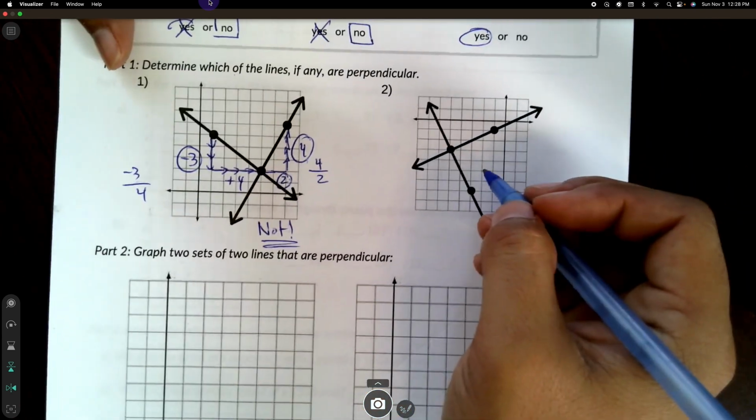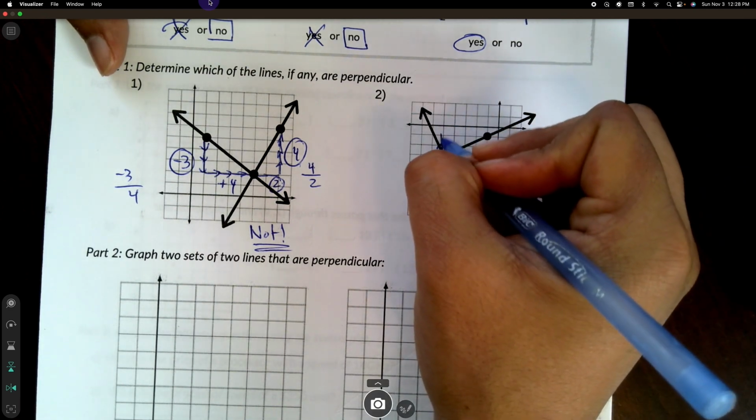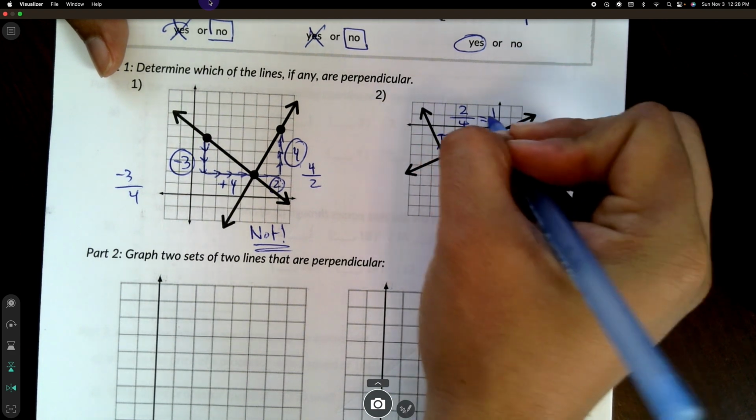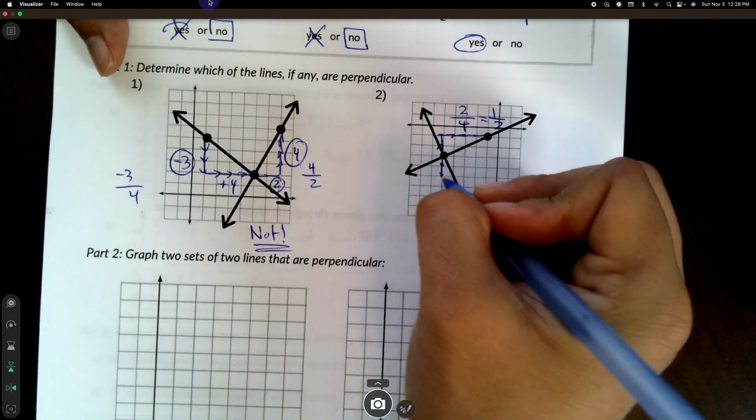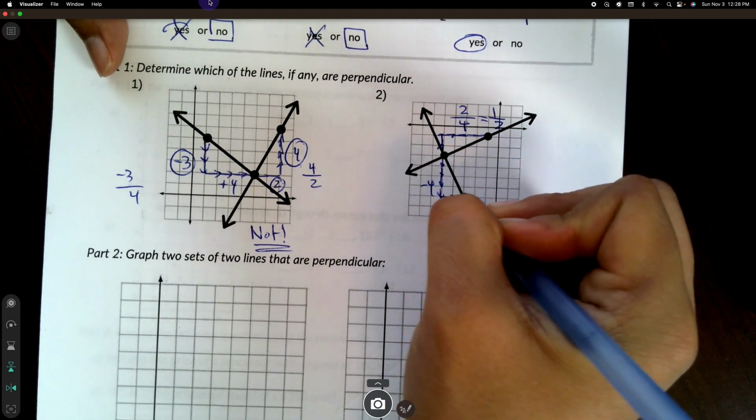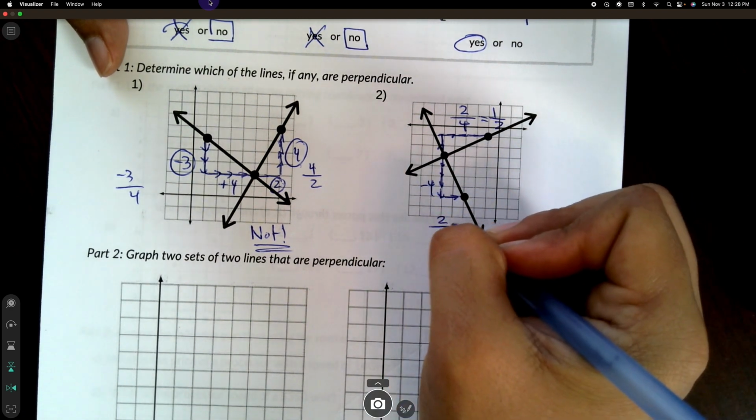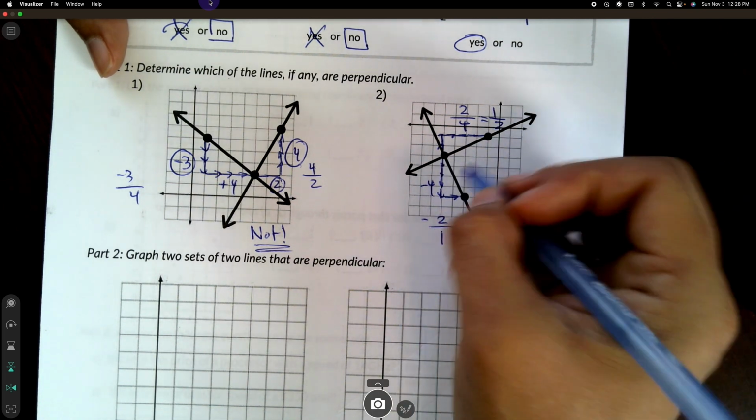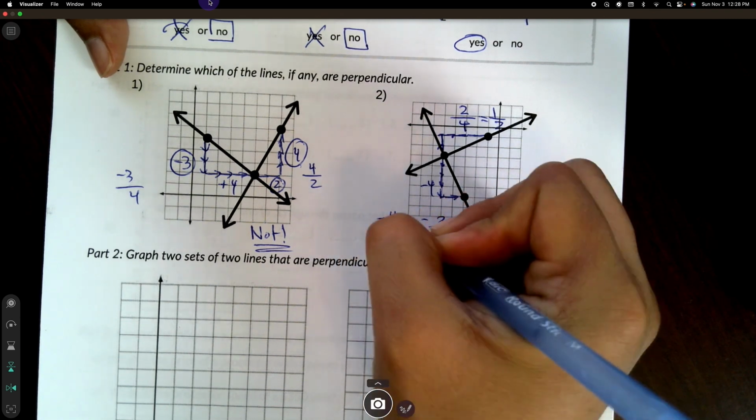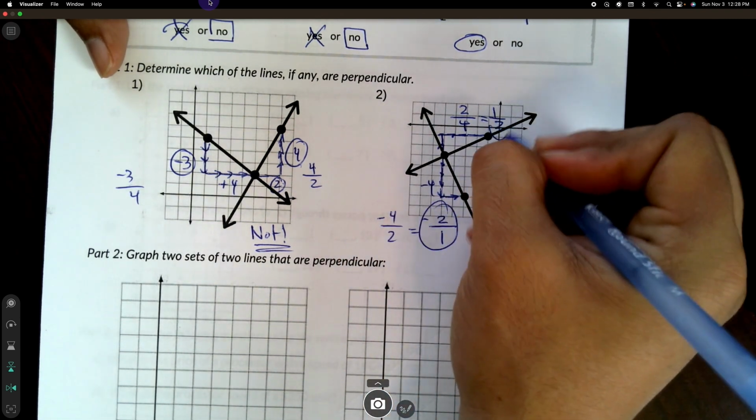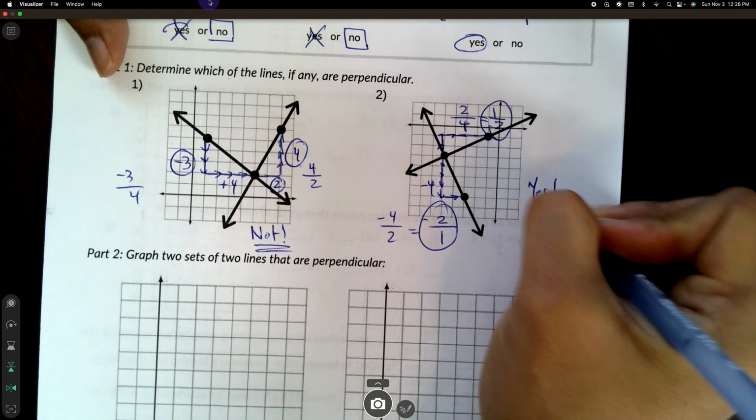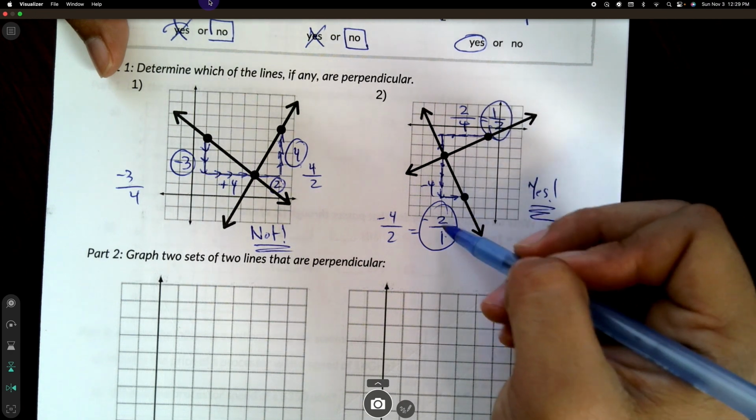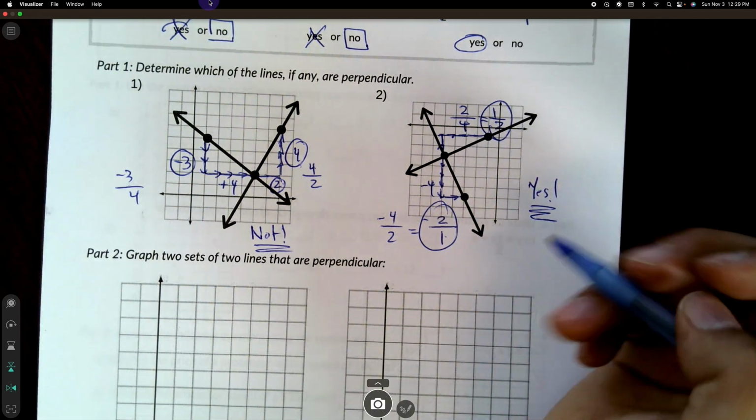So I'm assuming this one has to be perpendicular. So let's go ahead and count. So 1, 2, 1, 2, 3, 4. So this is 2/4 equals 1/2. And this is 1, 2, 3, 4, -4/2. So this is 2/1. And this is -2/1 because we're going down 4. So this is -4/2, which is equal to -2/1. And then this is 1/2. So yes, they're perpendicular because the 1 went on the top, the 2 and the 1 flipped, and then this one's negative and this one's positive. All right.